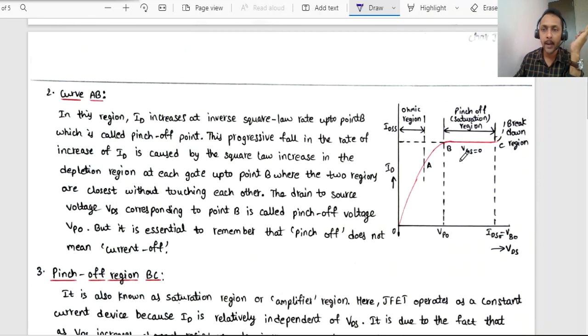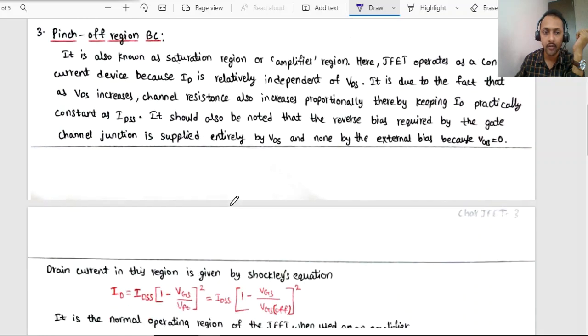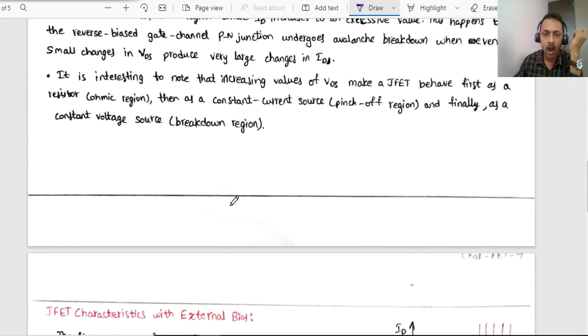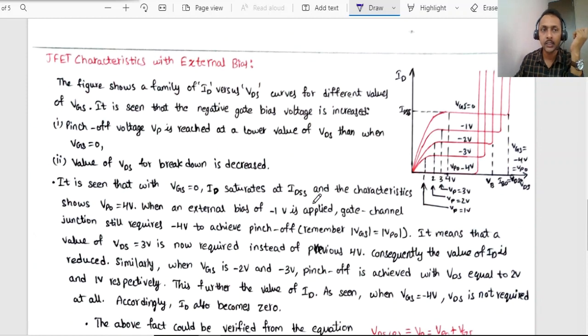What do we mean by saturation region, breakdown region, and what could be the x-axis variable and y-axis variable, right? While plotting the characteristics, what are the different regions we are having? And also we will discuss the JFET characteristics when an external bias is applied. When an external bias is applied, at that time what could be the characteristics, right?